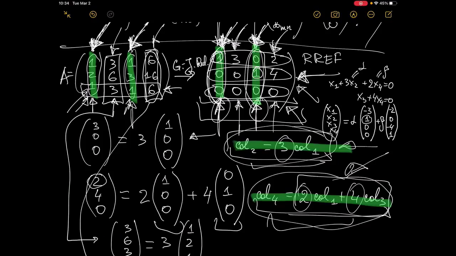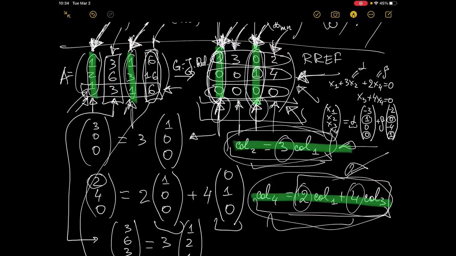variable is x2, right? Then here you will have 0, and vice versa. Here you have 0 because another free variable x4 cannot depend on x2, it's free, right? But here you have 1.